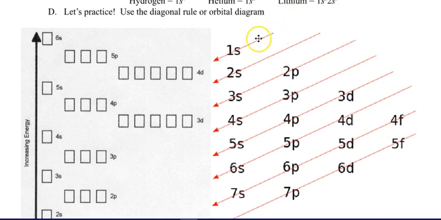If you follow the arrows: 1s, 2s, 2p, then 3s, follow the arrows, then 3p, then 4s, then what? 3d, then 4p, then what? 5s, and it goes that way. I don't like that. I like looking at the periodic table and knowing what it tells me, okay?